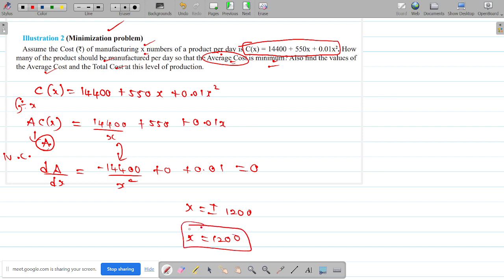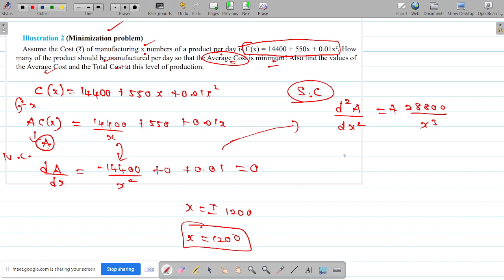இப்போ இது வந்து minimize பண்ணுதா cost-ஐ check பண்ணதுக்கு, I have to go for the sufficient condition, where the second order derivative d square A by dx squared. So இங்க இருந்து நான் டைரக்டா எடுத்துடலாம். Okay, இங்க இருந்து டைரக்டா எடுத்தனா, here it will be 2 times 14400, 28800 ஆயிடும். So it is plus 28800 divided by x cube. மிச்சதெல்லாமே 0, vanishes.